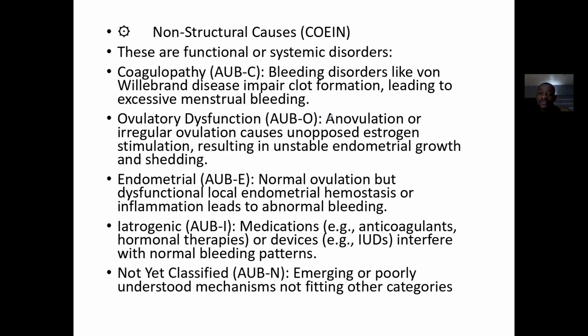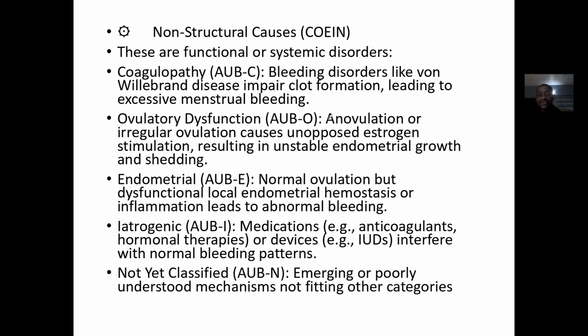Then for the non-structural causes, or the pathogenesis related to the non-structural aspect, we have the coagulopathies. Generally, a patient could have a disease condition that makes their blood clotting system slow, like von Willebrand disease. It could be ovulatory dysfunction. It could be that the patient is not menstruating, so all of a sudden the menstruation comes back and is so heavy. Do you understand?